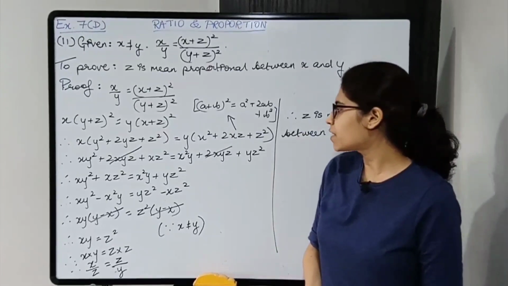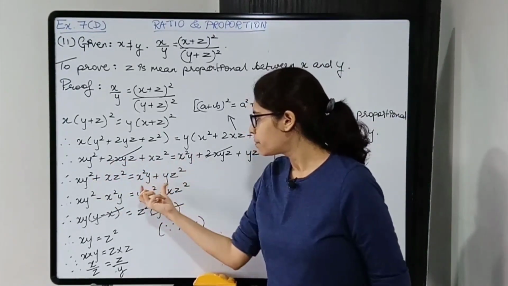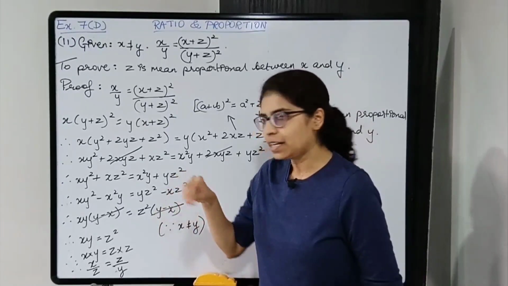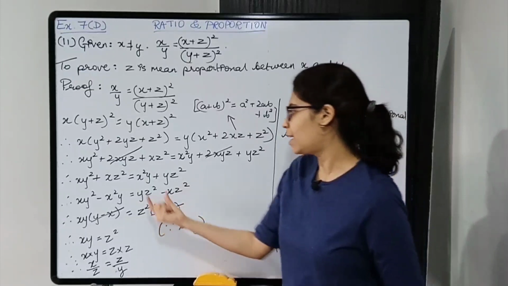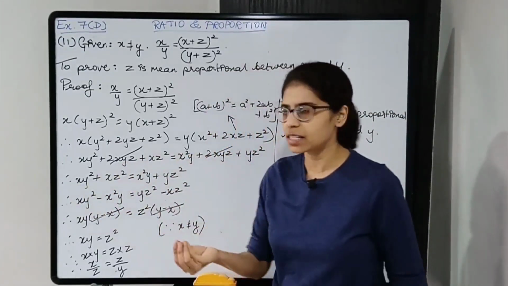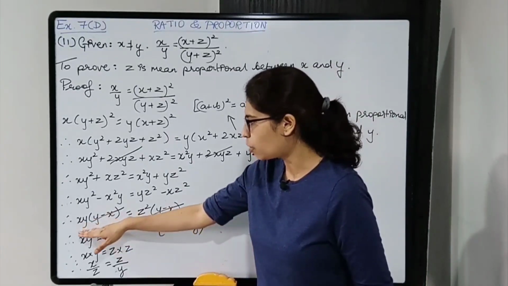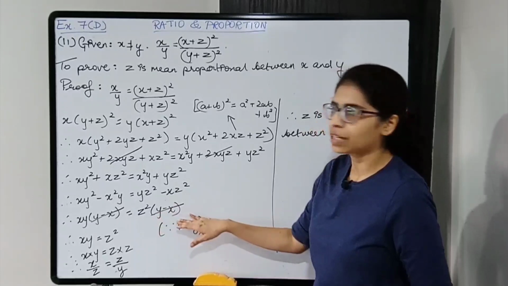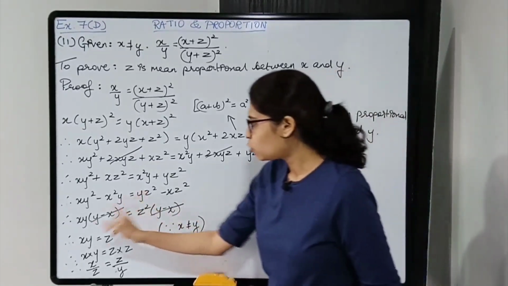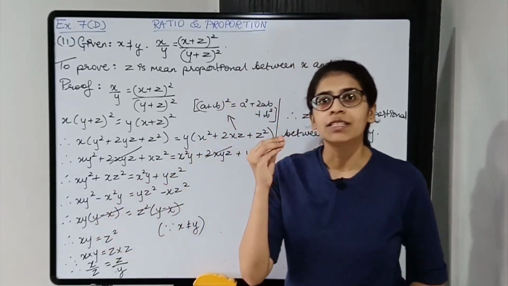So 2xyz gets cancelled. Now these are the remaining terms. We'll group the like terms together. Z square wala we'll keep on one side and the remaining two terms having xy on the other side. Now we'll take common. So xy common ले लिया, you're left with y minus x. यहाँ पे z square common लिया, you're left with y minus x. I can cancel out y minus x provided y minus x is not 0.